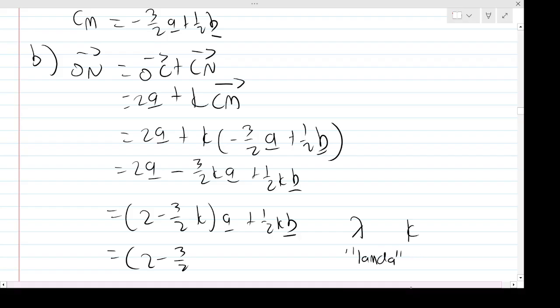It's a Greek letter. It's often used with vectors, which is probably why the question used it. But you can use any letter you want. It could be A, K, T, R, absolutely anything. They decided to use lambda, but it's just a letter. So I can replace K by saying K equals lambda. It doesn't matter, they're both just placeholders for a number. So it's going to be 2 minus 3 halves lambda, lots of A, add a half lambda B. And then I get what the question wanted.